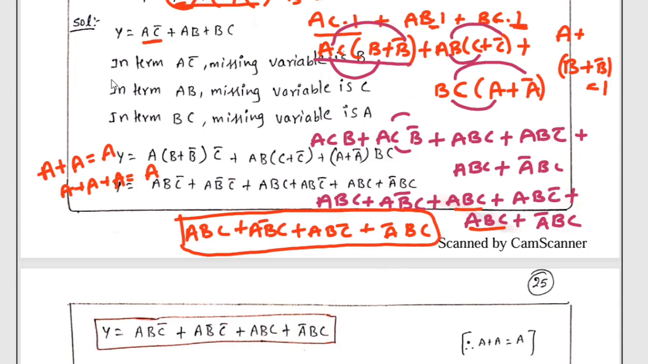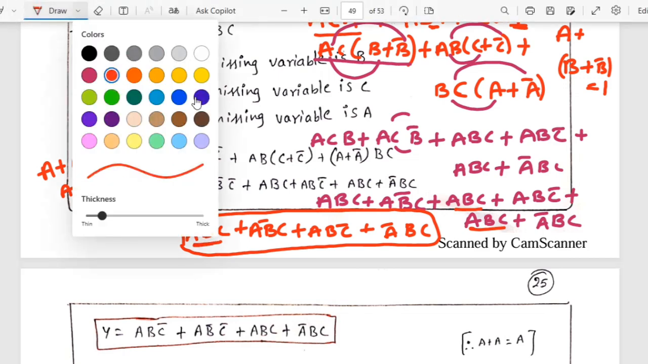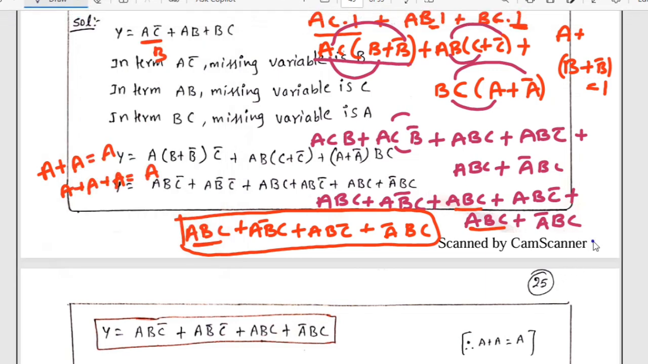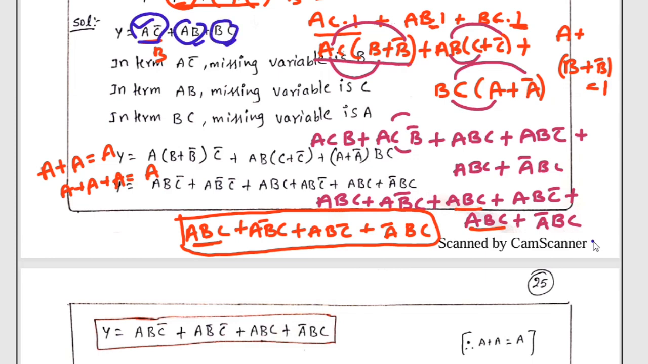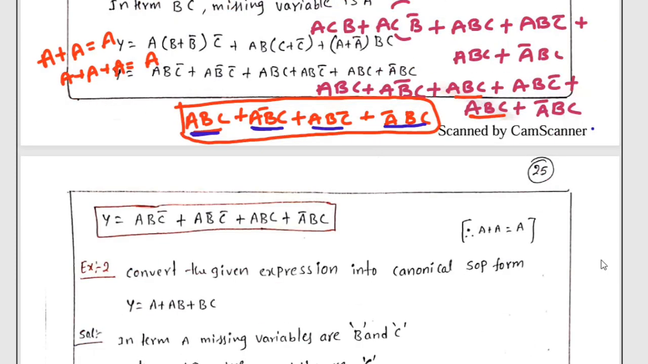Look here, AC bar is there, but B is missing, so I included B here. Each and every term should have three variables, because A is given, B is given, C is given. It is a three variable expression. Each term must have three variables. What are the missing terms? We are going to add them. Here this term has three variables, this term has three variables, this term has three variables, and this term has three variables. So this is nothing but a standard canonical form. Finally, it is the answer. Thank you very much.